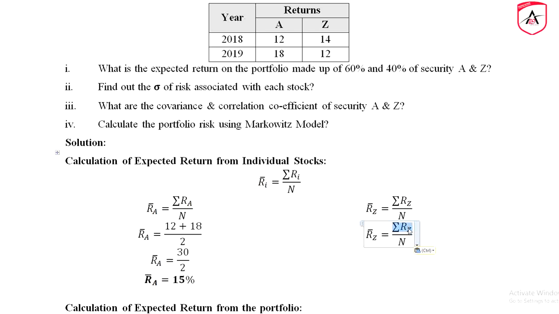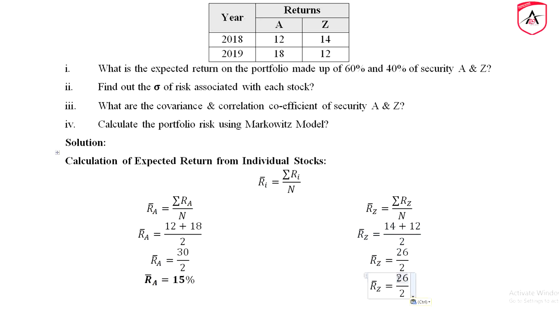So here he says that return on stock Z is, for the year 18 it is 14, for the year 19 it is 12. So it will become 14 plus 12, and number of years is 2. Next step is 14 plus 12 is 26. 26 by 2 is 13%.